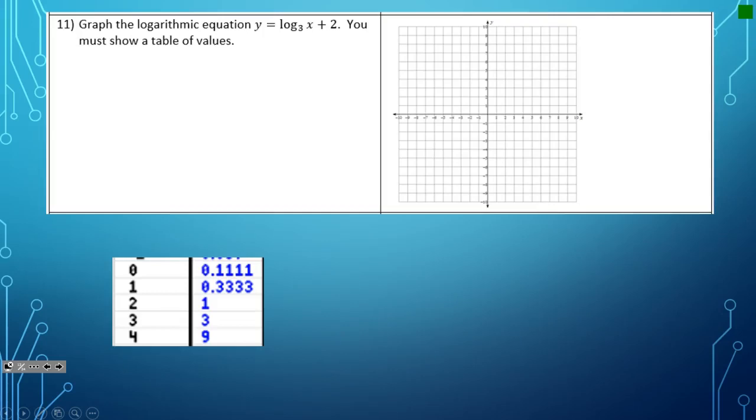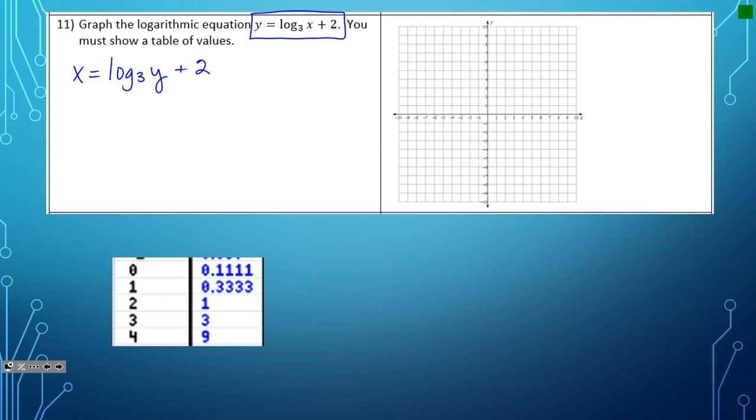The first thing we need to do is rewrite this equation. We need to figure out the inverse so that we know what to put in the calculator to get our table of values. So this is my equation. The first thing I need to do is switch x and y. So I'm going to have x equals log base 3 of y plus 2.